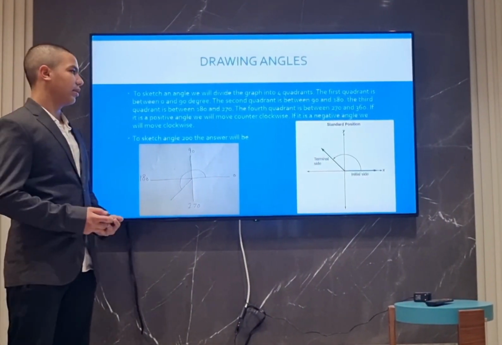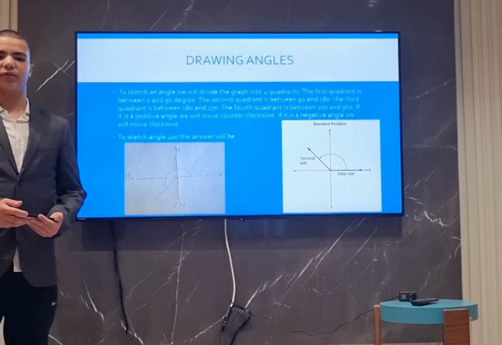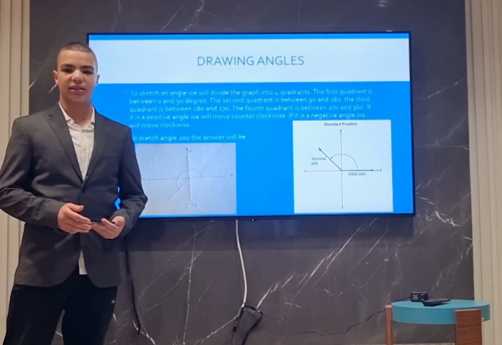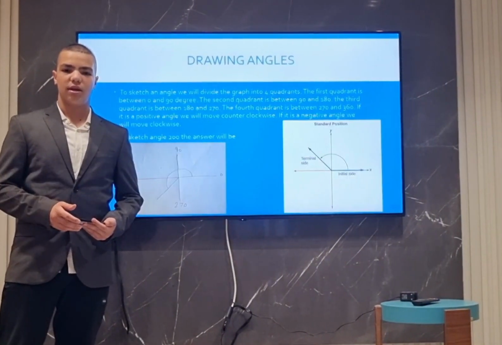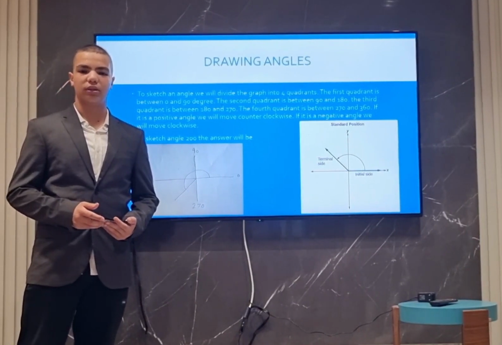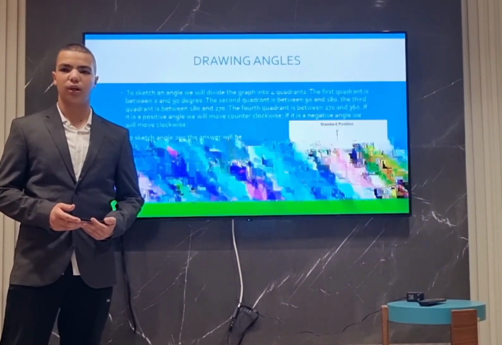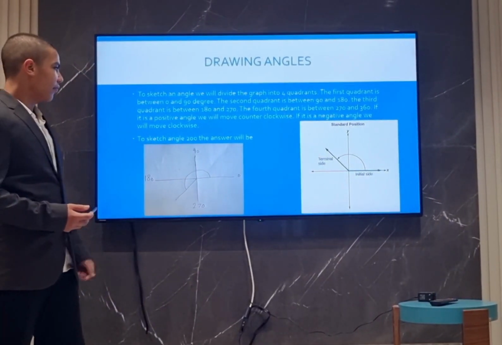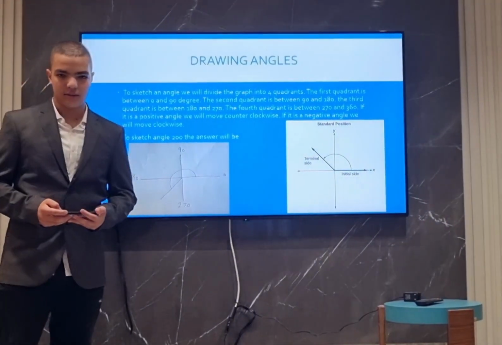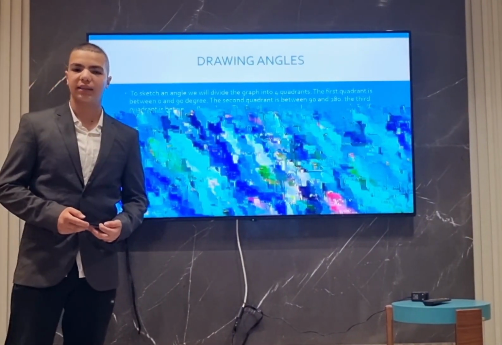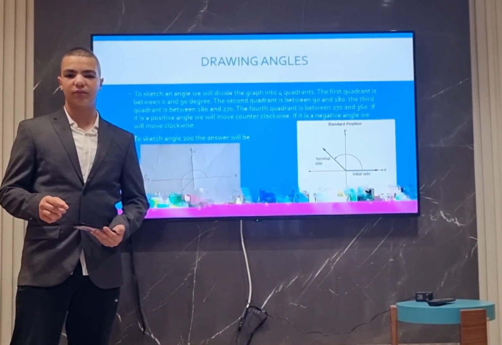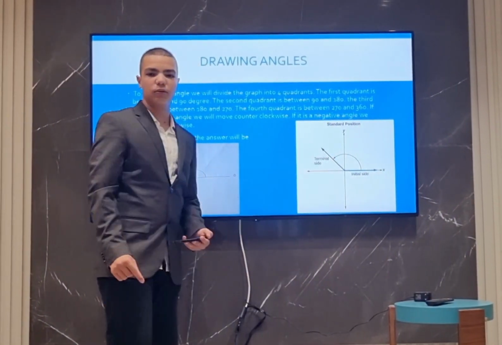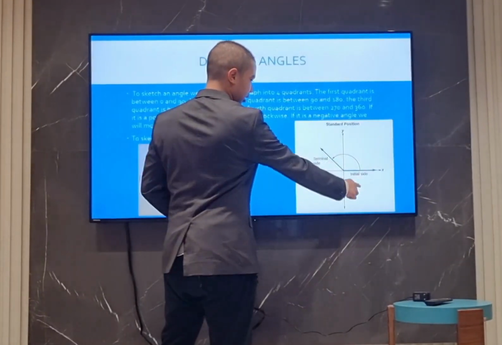Then drawing angles. To sketch an angle, we need to divide the graph into 4 quadrants. The first quadrant is between 0 and 90. The second quadrant is between 90 and 180. The third quadrant is between 180 and 270. And the fourth quadrant is between 270 and 360. Then we should know if the angle is positive or negative. If the angle is positive, we move counterclockwise, like this. If it is negative, we move clockwise, like this.